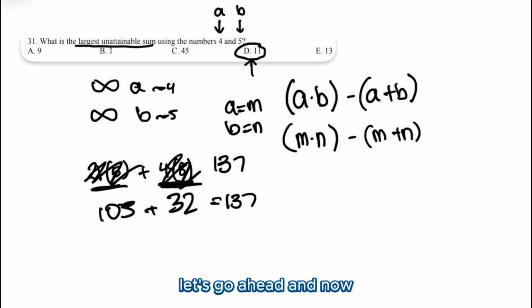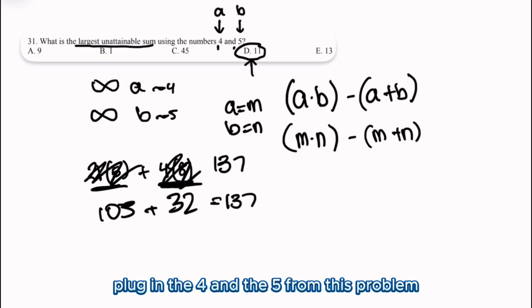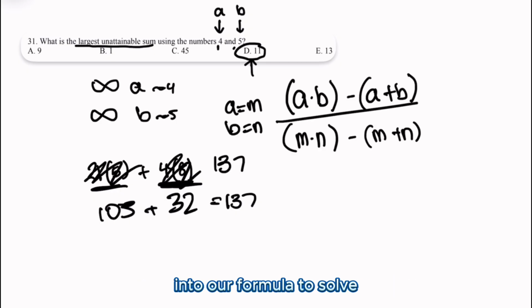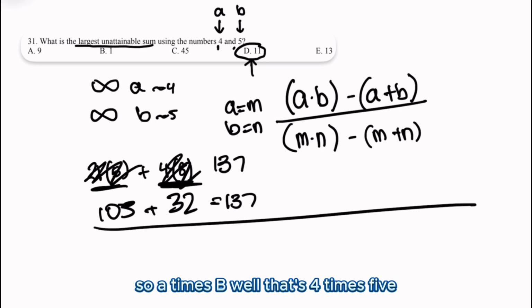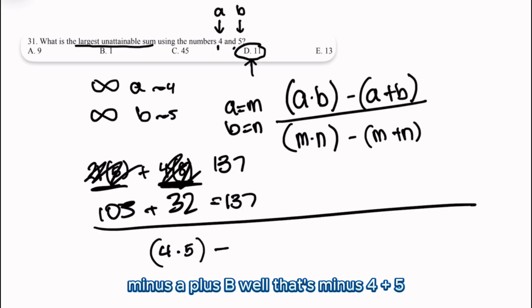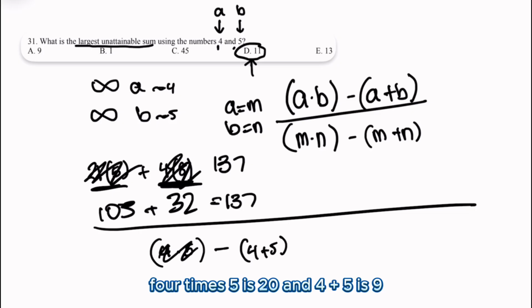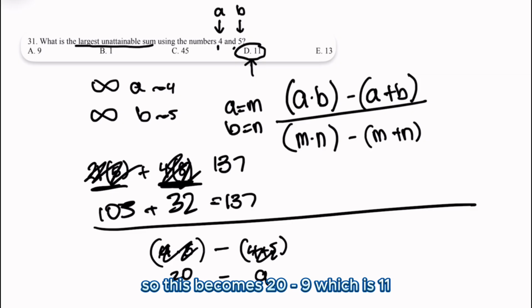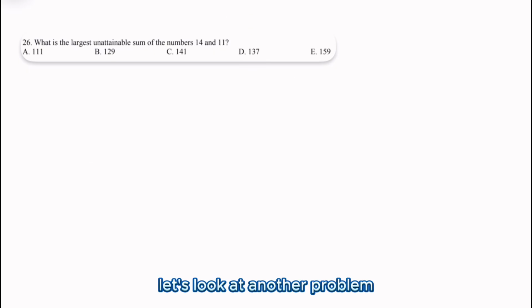Let's go ahead and now plug in the 4 and the 5 from this problem into our formula to solve. So A times B, well, that's 4 times 5 minus A plus B. Well, that's minus 4 plus 5. 4 times 5 is 20. And 4 plus 5 is 9. So this becomes 20 minus 9, which is 11. And that's your answer. Let's look at another problem.